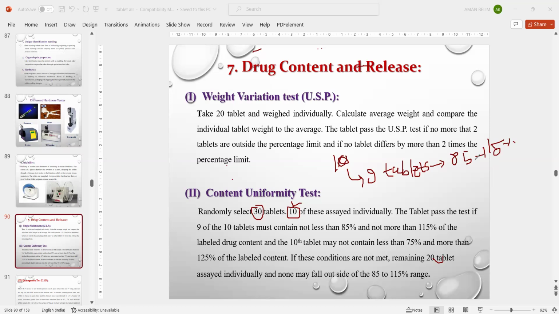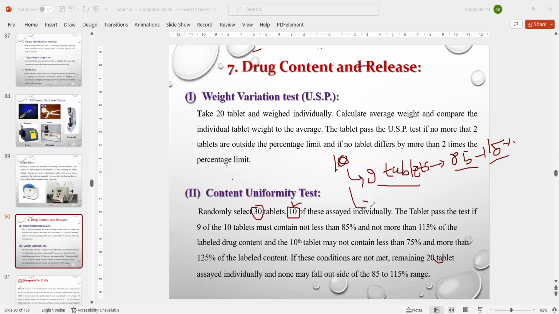It means that, for example, if 10 mg is the actual API weight, the amount will be between 8.5 and 11.5 mg if you take the percentage of the 10 mg, and just set the range. So it must be between 85 to 115% API that must be present in those 9 tablets.